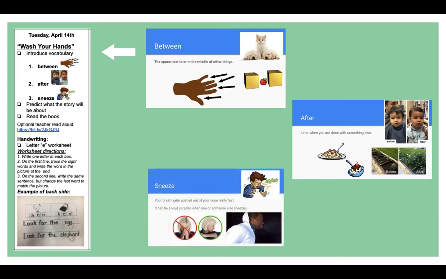Then the last vocabulary word is sneeze. You know what a sneeze is. Achoo! Sneeze. A sneeze is your breath that gets pushed out of your nose really, really fast. It can be a loud surprise when you or someone else sneezes. So those are our three words, between, after, and sneeze.